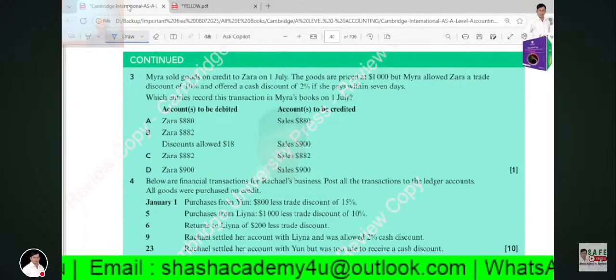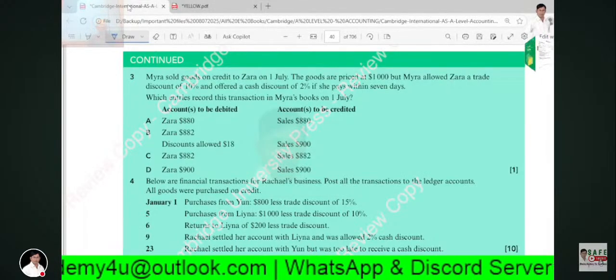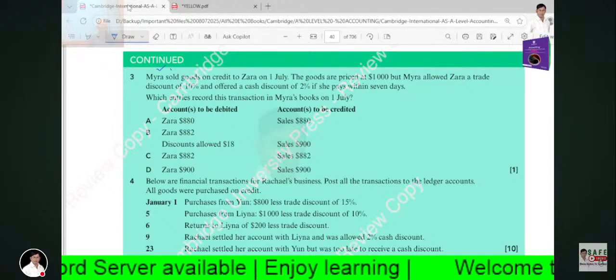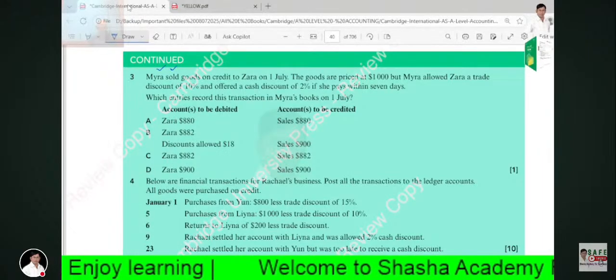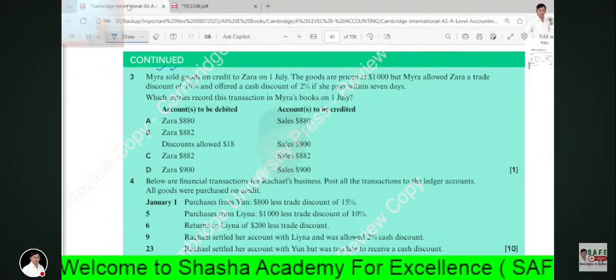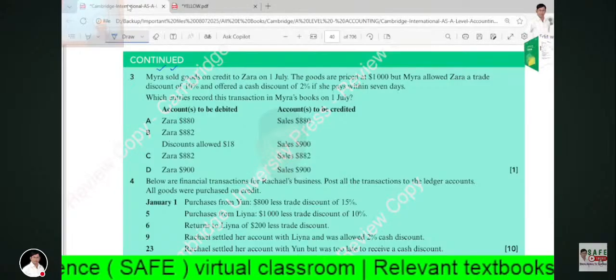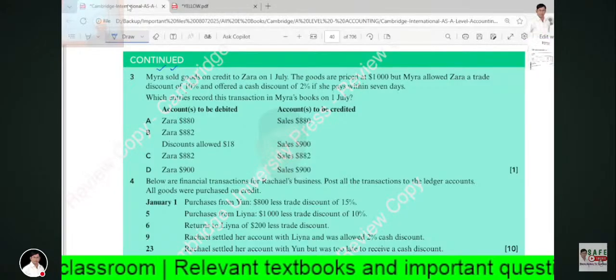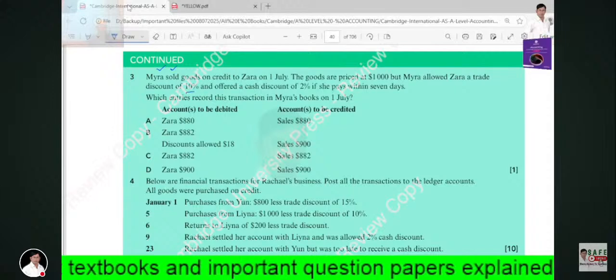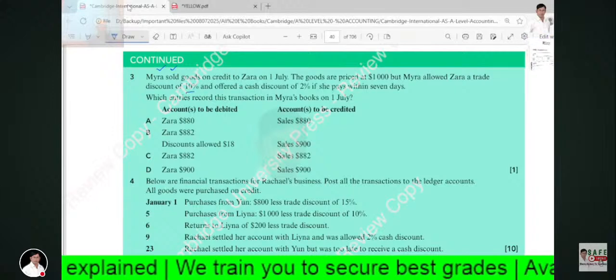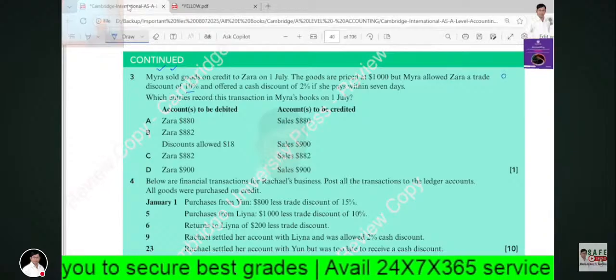So next, Myra sold goods on credit to Zara on 1st of July. Myra sold goods to Zara on credit on 1st July for 1000, but Myra allowed Zara a trade discount of 10%. So they will be recorded at 900. Okay, and offered a cash discount of 2%.